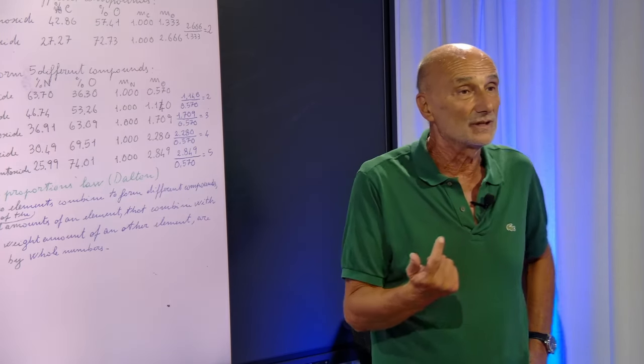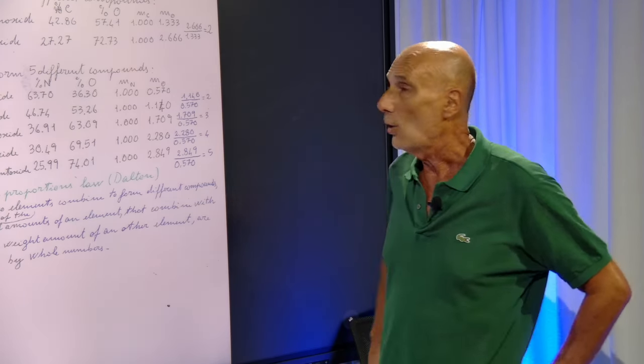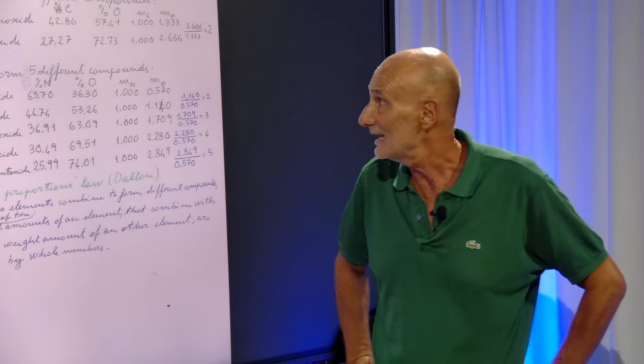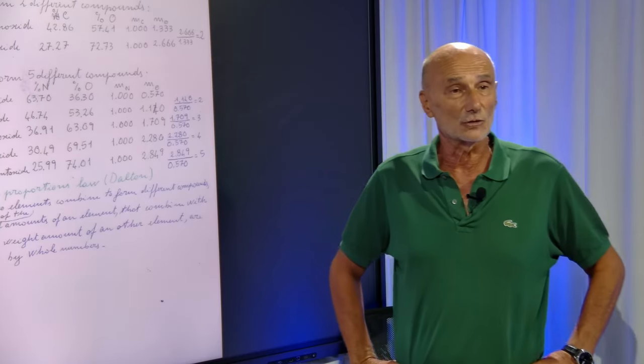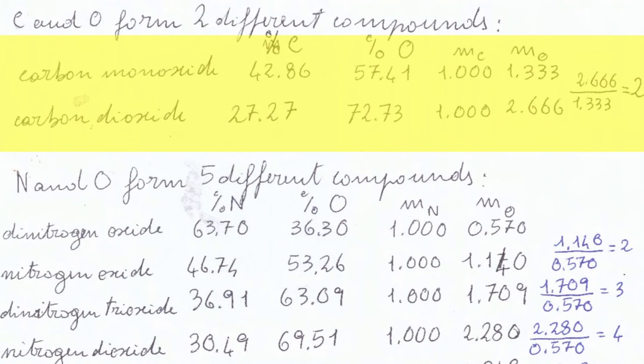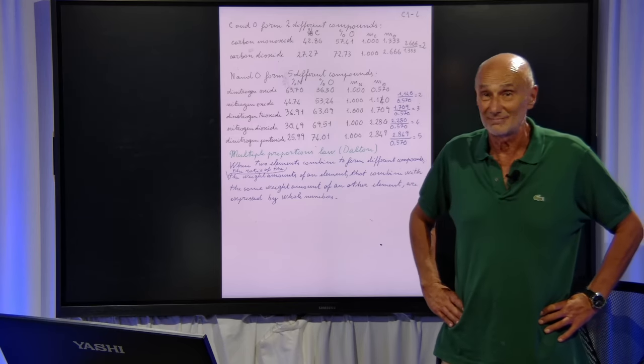If we express the result of the chemical analysis in terms of percentage, we have that in carbon monoxide, over 100 grams of carbon monoxide, there are 42.86 grams of carbon, and the rest, namely 57.14, are grams of oxygen. Whereas, as far as carbon dioxide is concerned, over 100 grams of carbon dioxide, 27.27 grams are carbon, and the rest, 72.73 grams, are oxygen. Well, these data do not tell us anything at all.